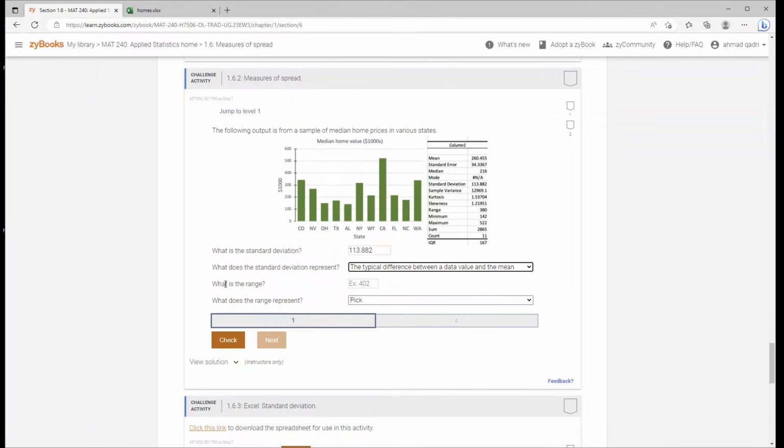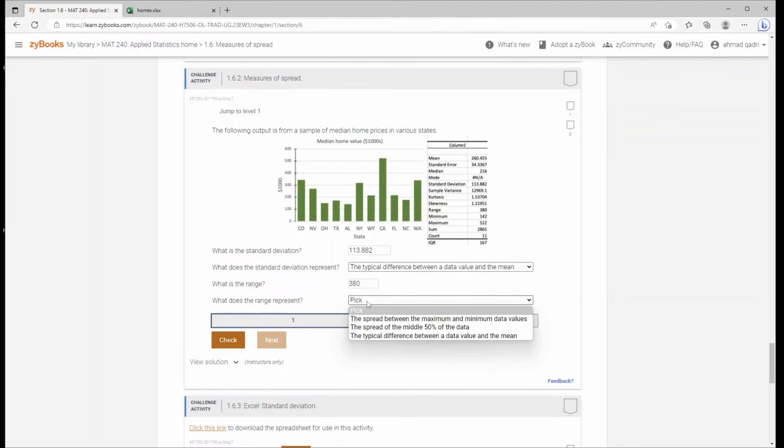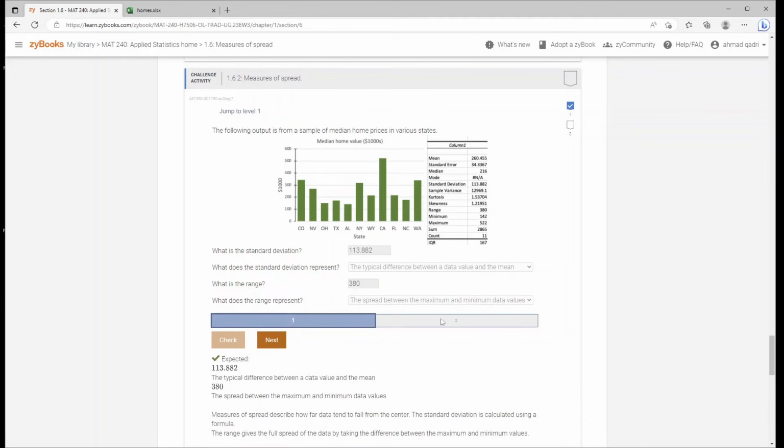Next question is, what is the range? The range is shown here. It is 380. So I'll type 380. And then what does the range represent? The range actually represents the spread between the maximum and the minimum data values. And so this would be this answer. And so this is the correct response.